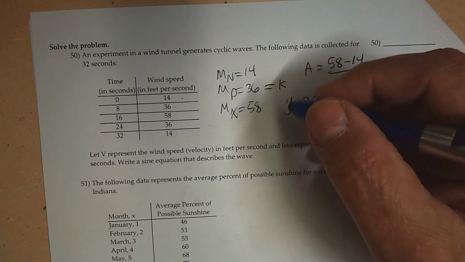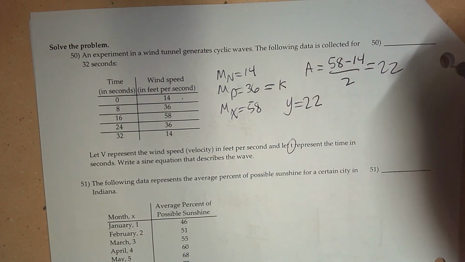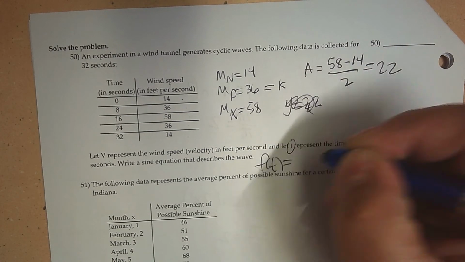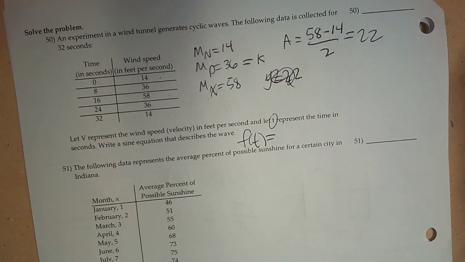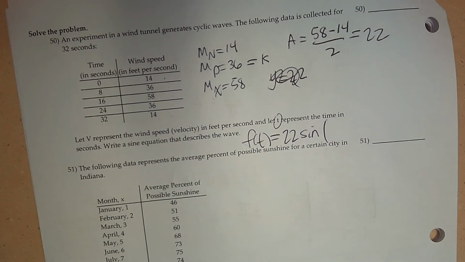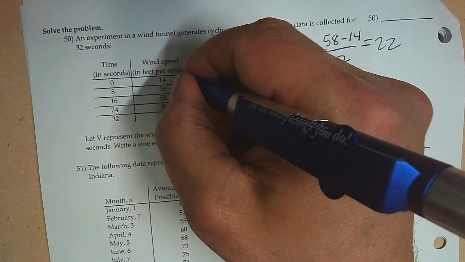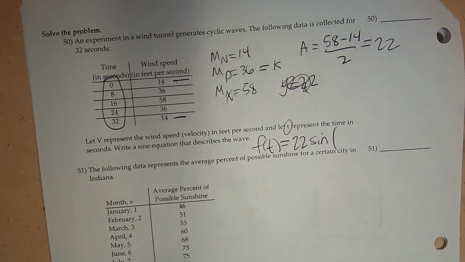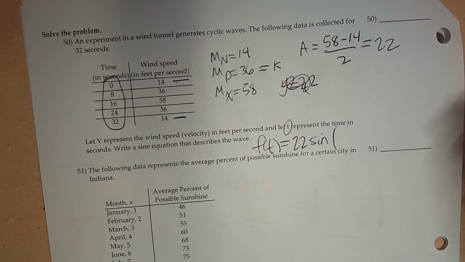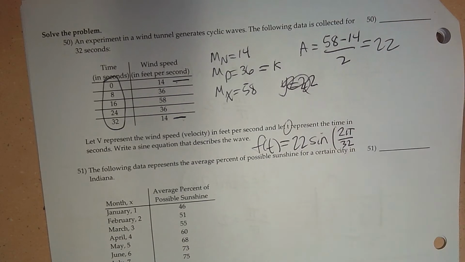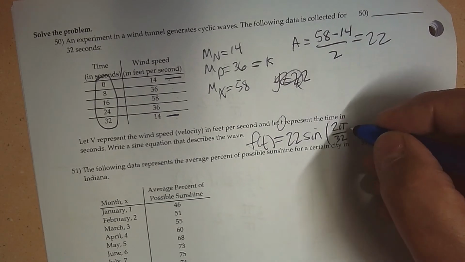Oh, we're going to write it in terms of t, let t represent the time in seconds. So let's write it right here. So f of t equals, as a function of time, the amplitude is 22. Next I need to know the period. How long does it take to go from the bottom back to the bottom again? How many seconds did that take? So 14 back to 14 again. And it took 32 seconds, right? Yes, 32 seconds. So we're going to go 2 pi divided by 32. That's simple. Then we're going to go x.